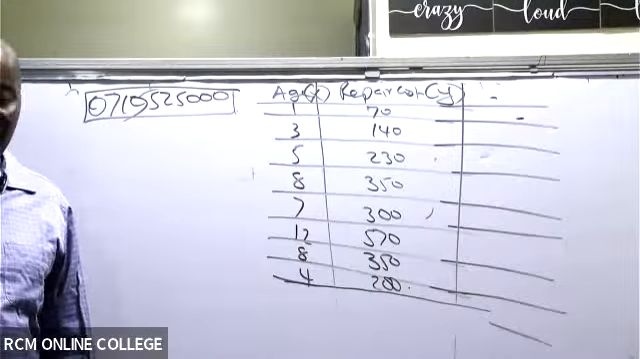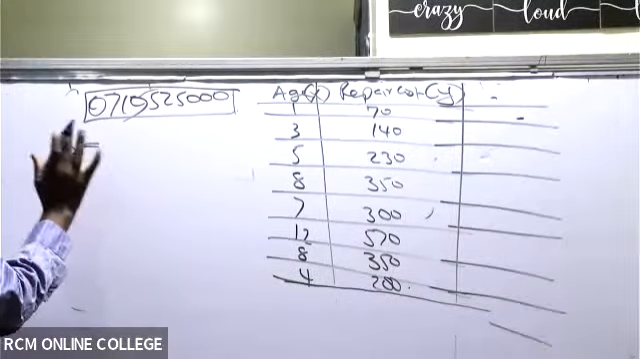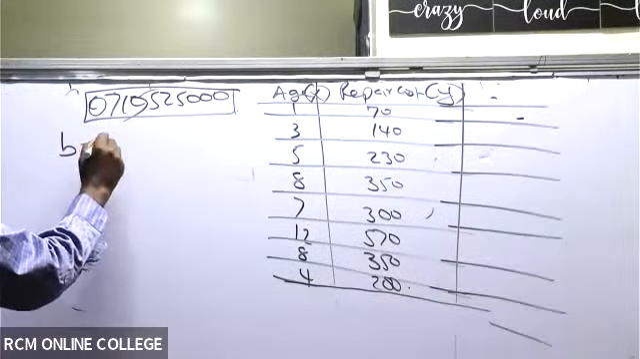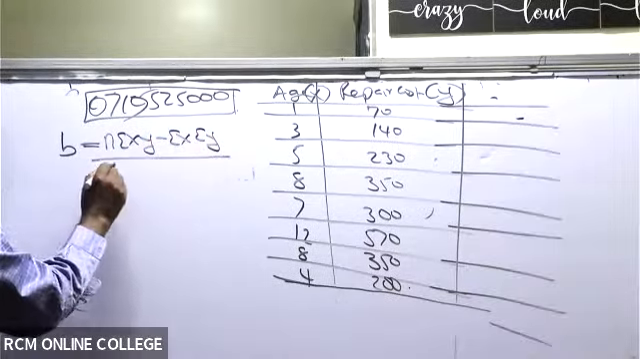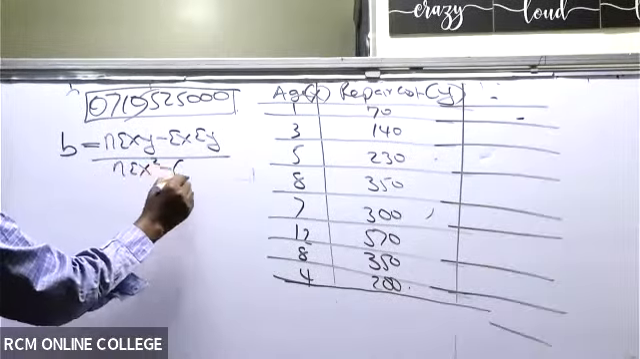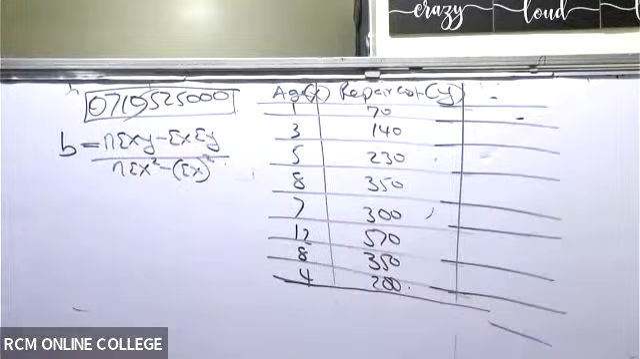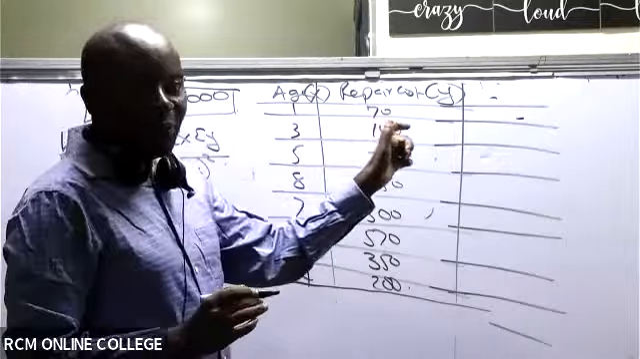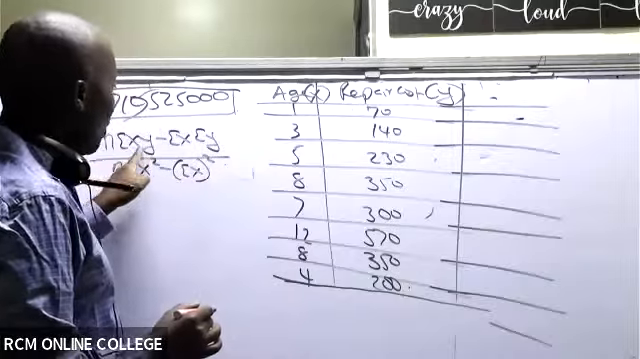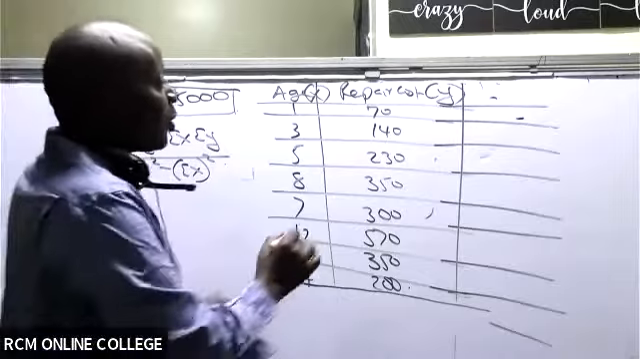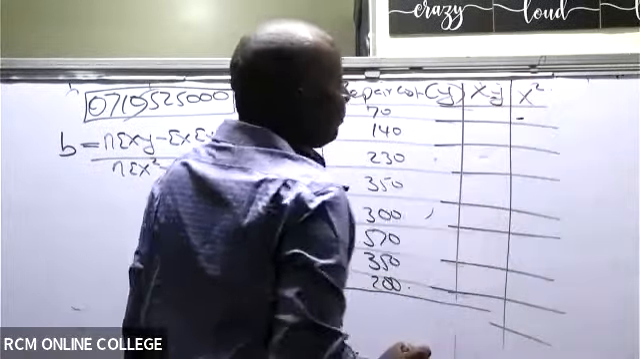So remember, what are we doing? We want to get the value of B. To get the value of gradient, first of all, because they have asked us to give them the regression equation, to get B, we normally take n sum of xy minus sum of x sum of y, all over n sum of x squared minus bracket sum of x squared. You must cram that formula. So you must introduce two additional columns, one for xy and one for x squared.